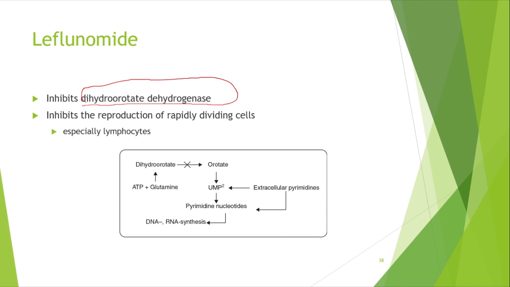Here is just a graph trying to give you a sense of what's going on. Dihydroorotate, you stop this process, there's no orotate, and therefore down the road, stopping the pyrimidine nucleotide synthesis and no DNA and RNA synthesis. And the end result, you're inhibiting reproduction of rapidly dividing cells, especially lymphocytes. So down the road, the result is always the same. You just try to inhibit different targets, different enzymes along the way of a cell that is important for cell reproduction.